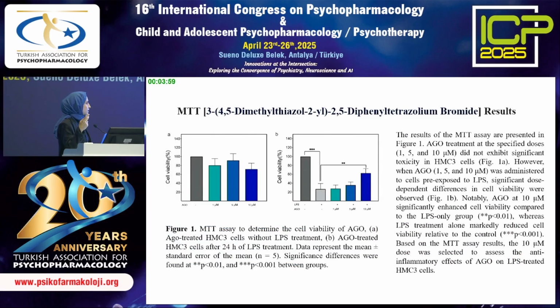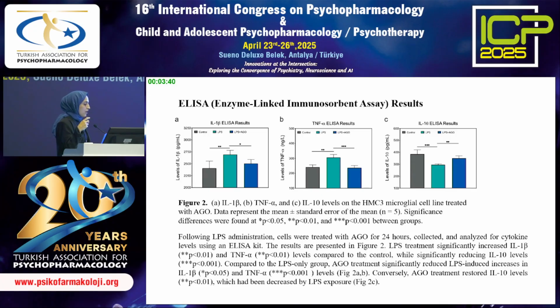The results of the MTT assay are presented in figure 1. AGO treatment at the specified doses did not exhibit significant toxicity in HMC3 cells. However, when AGO was administered to cells pre-exposed to LPS, significant dose-dependent differences in cell viability were observed. Following the LPS administration, cells were treated with AGO for 24 hours, collected, and analyzed for cytokine levels using an ELISA kit, and the results are presented in figure 2.